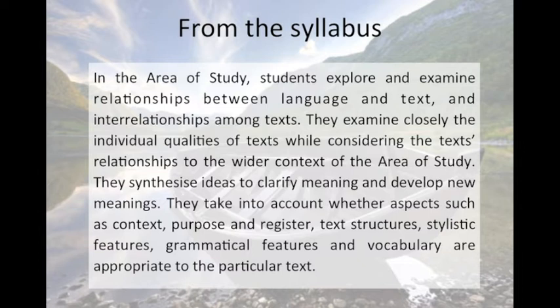They take into account whether aspects such as context, purpose, and register, text structures, stylistic features, grammatical features, and vocabulary are appropriate to the particular text. Now that sounds like a whole lot of stuff, and it is. And there's lots of they do this and they do that, and you equals they. So there's a lot of stuff it's saying that you need to do and be able to do. But that's okay. Let's have a look at each part individually to figure out what it's saying.